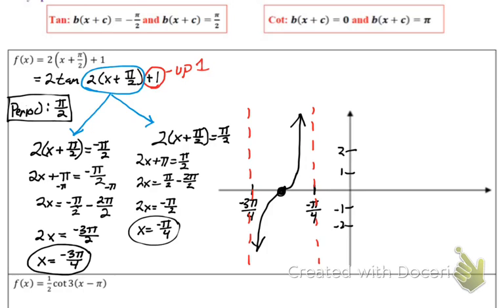And the last thing I need to do is up 1. So we're going to go up 1. Ooh, I shouldn't have picked red. Oh, well. Let's just change the color to purple. So we need to just go up 1. And just go like that. And we're done.